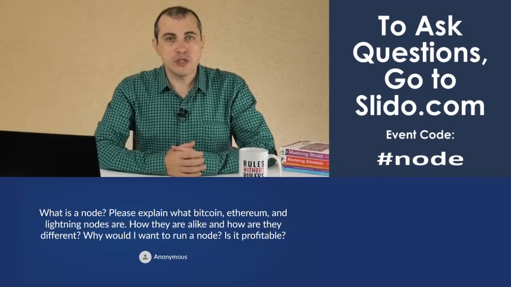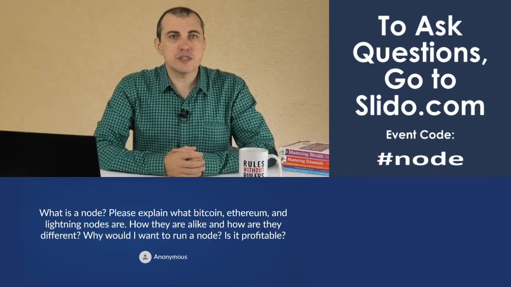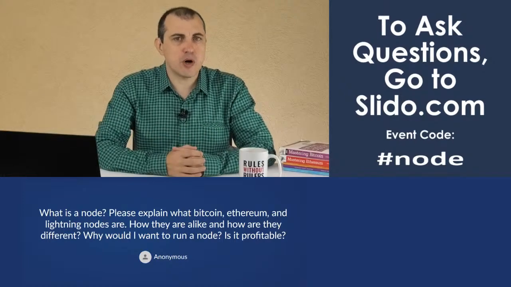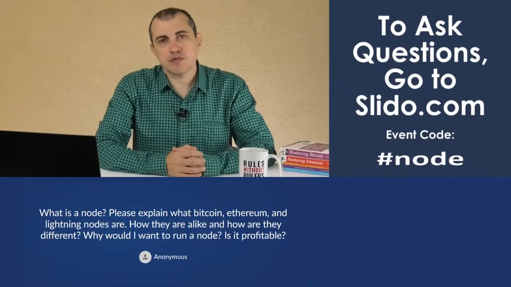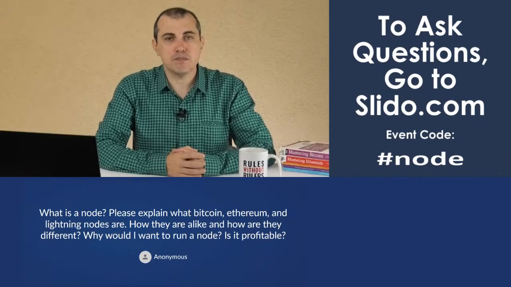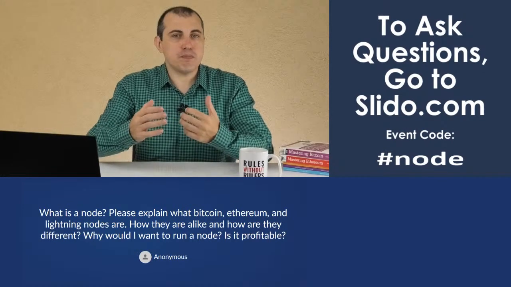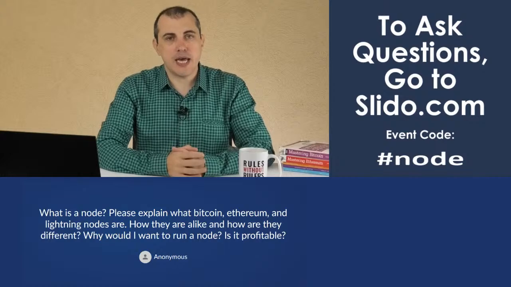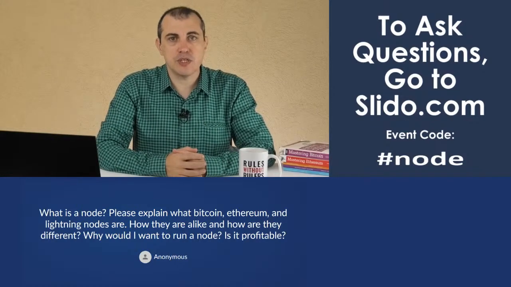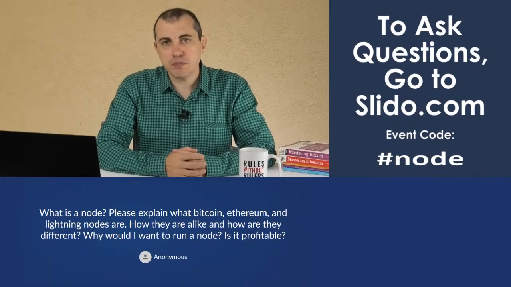So the word node comes from computer networking. A node is a computer that participates in a network. More broadly, it comes from math, and it comes from graph theory. A node is part of a graph. Graphs are made of nodes and edges. And so basically a node is a point in the network. In practical terms, it's a computer, and it's connected to the internet, and it participates in the peer-to-peer network.